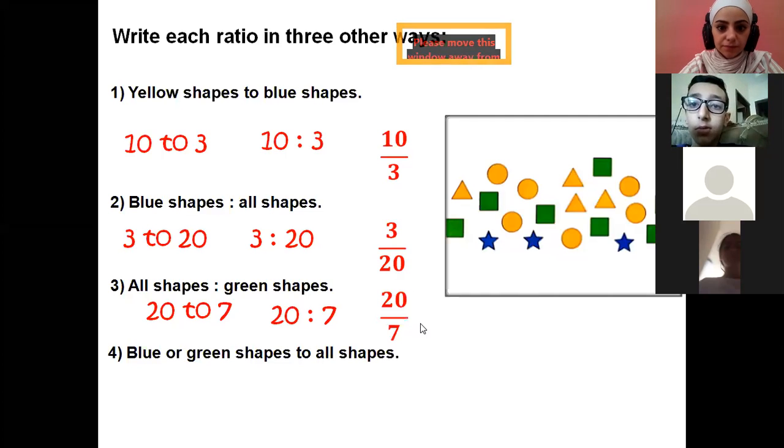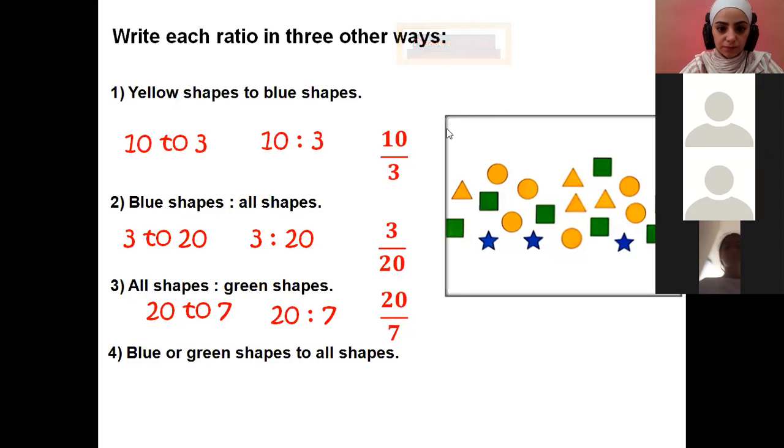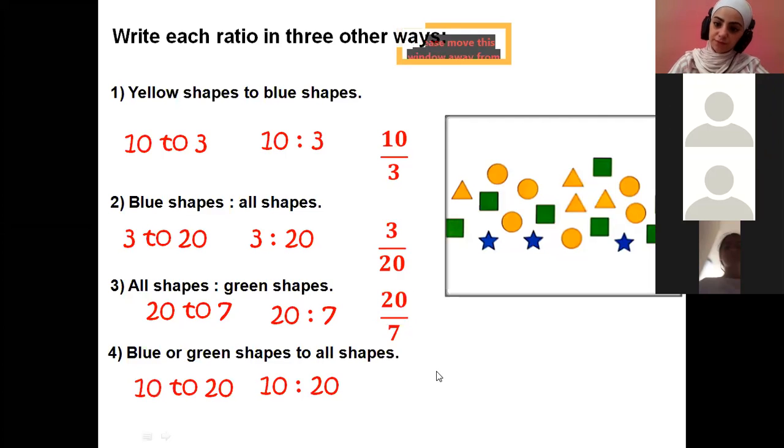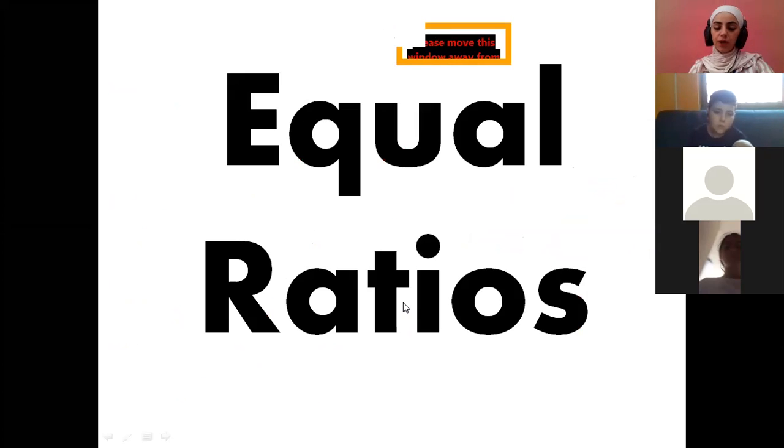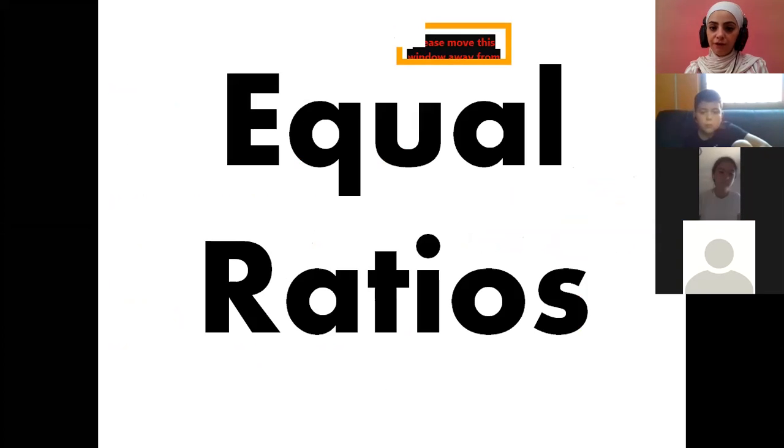Blue or green shapes to all shapes. Blue 3. Yes. All shapes 20. Excellent. 3 out of 20, or we can write it with the columns, or with the last one. What's the name? As a fraction. Yes. Excellent. So these are the ways of writing ratios in different forms.